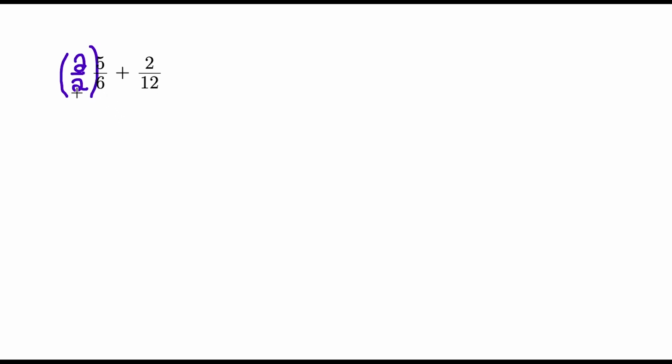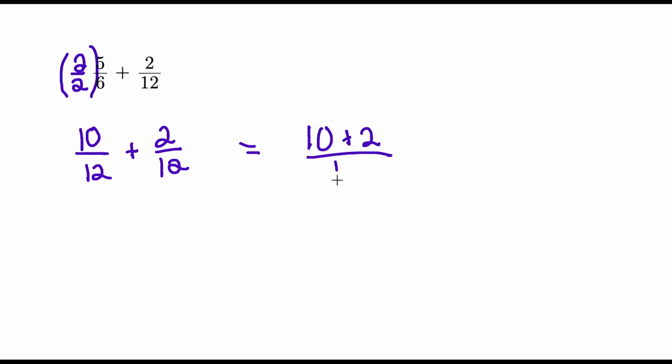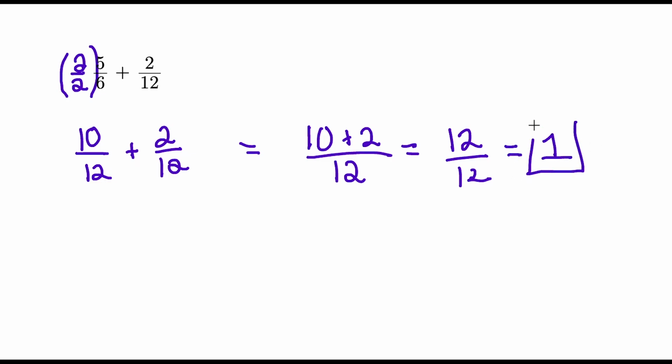And remember, when multiplying fractions, you multiply across the top and multiply across the bottom. So if I multiply 2 over 2 by 5 over 6, it becomes 10 over 12. Now, I'll add across the top and leave my denominator alone. Now I have 12 over 12, which we all know will simplify to 1.